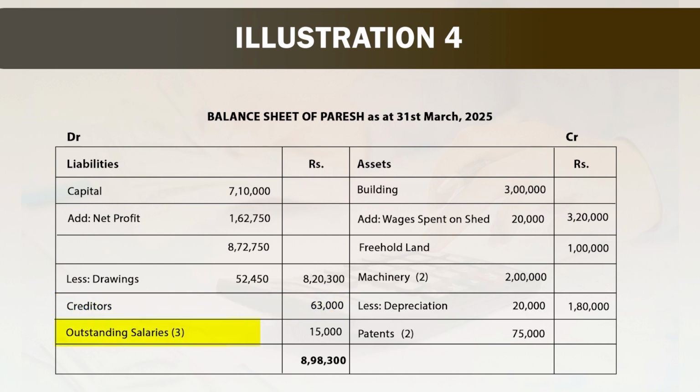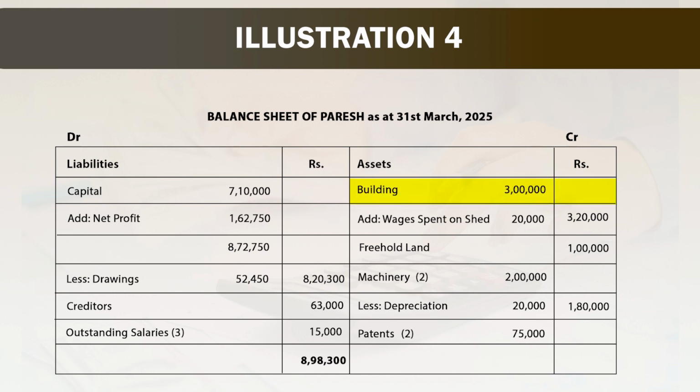So, we have written it. We have outstanding salaries of rupees 15,000, refer your adjustment number 3, and the total, if you want to see, must be equal, 8,98,300. Now, let us see the asset side.